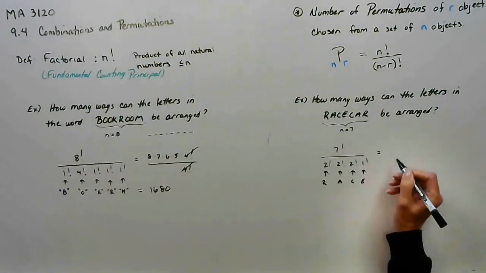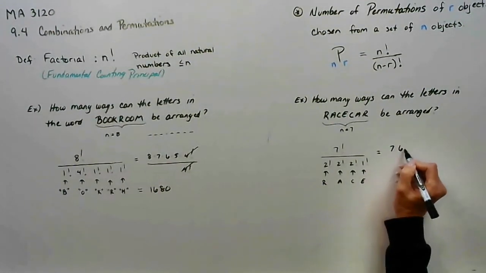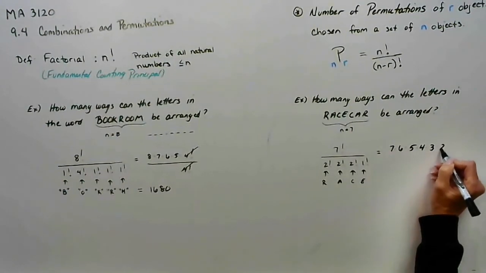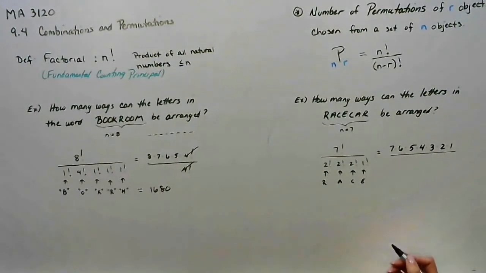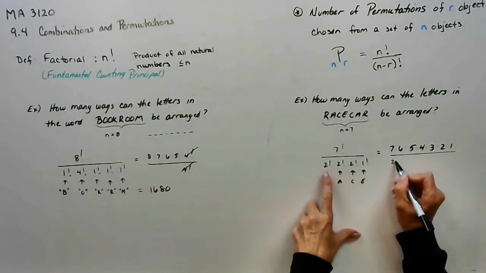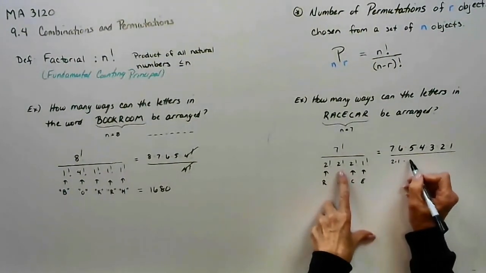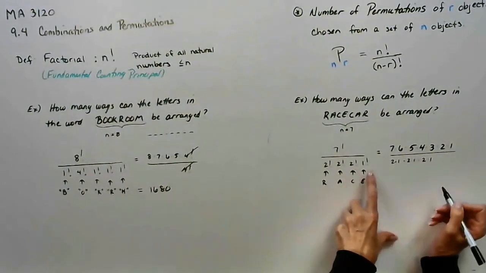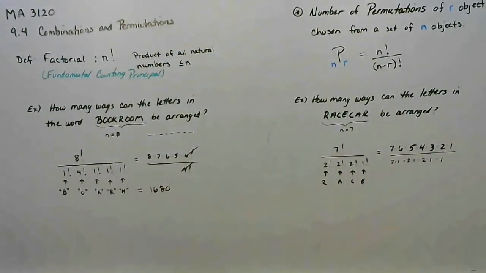And so this is now literally 7, 6, 5, 4, so the product of all the natural numbers less than or equal to 7. And I'm going to write it out. When in doubt, just write it out. 2 factorial is 2 times 1, 2 factorial is 2 times 1, 2 factorial is 2 times 1. 1 factorial is just 1.